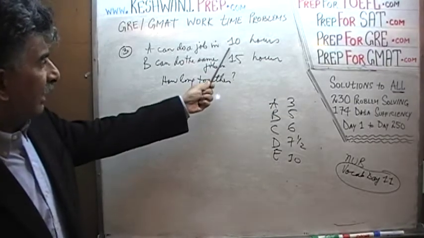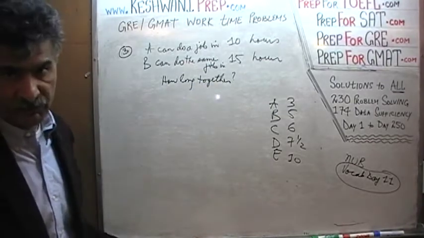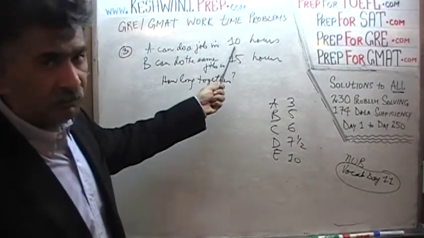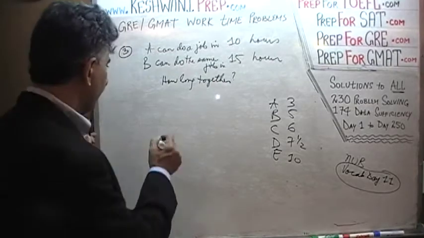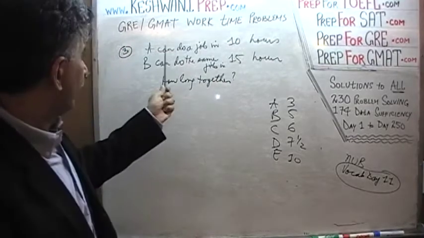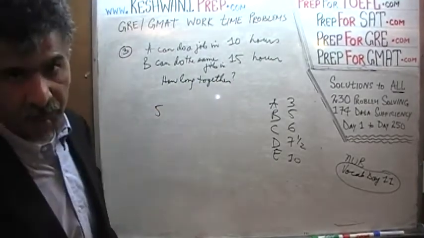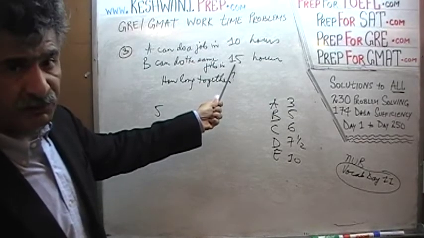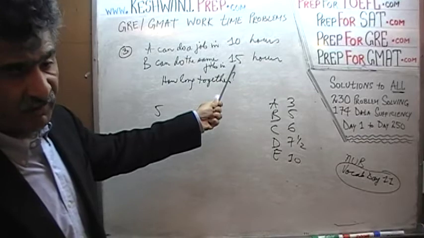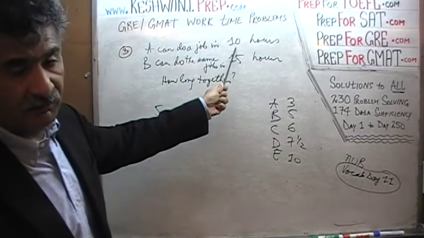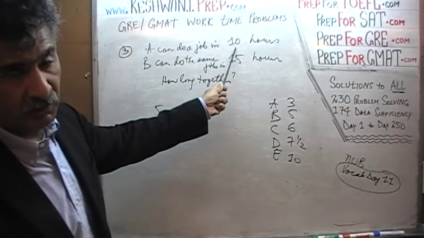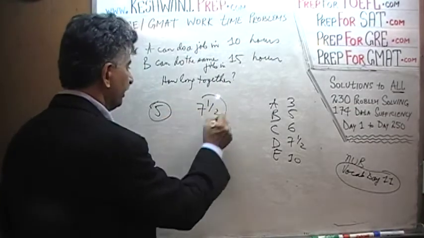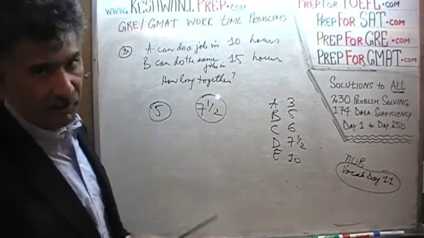So one guy takes 10 hours, other guy takes 15 hours. These are the answer choices. It's very simple. I'm going to pick up speed and see how long it takes. If both of them work as fast as the fast guy, they will do the job in 5 hours, because in 5 hours, A can do half the job and B can do half the job. If both of them work as slow as the slow guy, who takes 15 hours, then in 7.5 hours he will do half the job. In another 7.5, B will do the other half. Which means this is our range, between five and seven and a half.